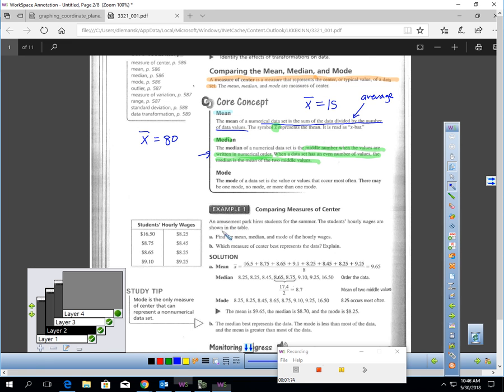Okay? And then there's one other way to measure the center of data. It's called the mode. And what the mode is, it's the most common value in the data set. It's the value that occurs the most often. Now with mode, there may be more than one mode. There may be one, there could be none, and there could be more than one.